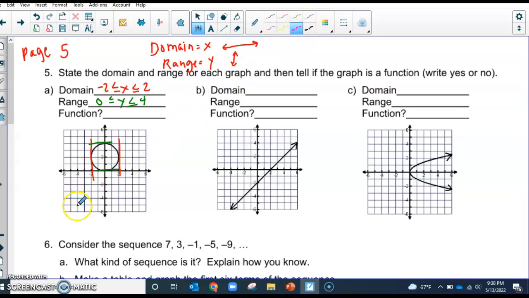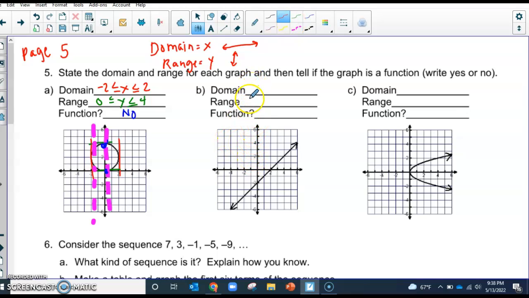We also, to be able to tell whether our data is a function or not, it needs to pass the vertical line test. These do not pass the vertical line test because they hit in 2 places instead of just 1. So is this a function? No. All right, let's look at B.